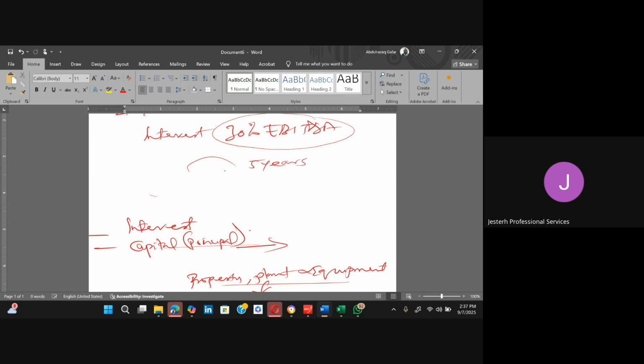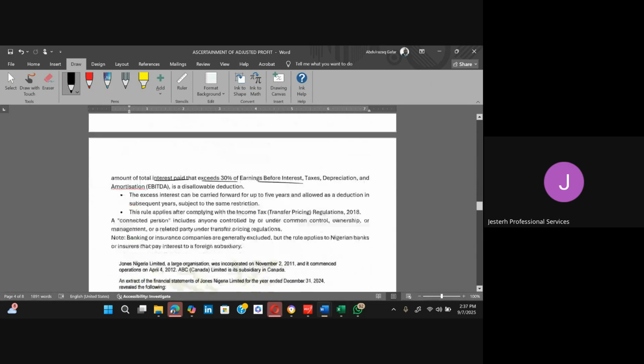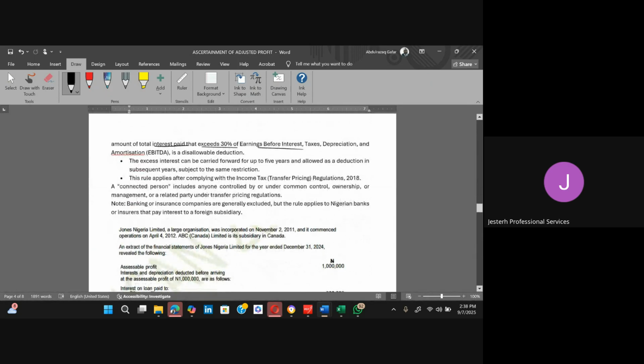So if that interest is more than 5 years, it will be written off. It means you need to write it off. So that is what we have here, because that is if you have any connected person. But if you don't have a connected person, whatever interest you incurred, everything can be allowed. But where you have a connected person, only 30% will be allowed.